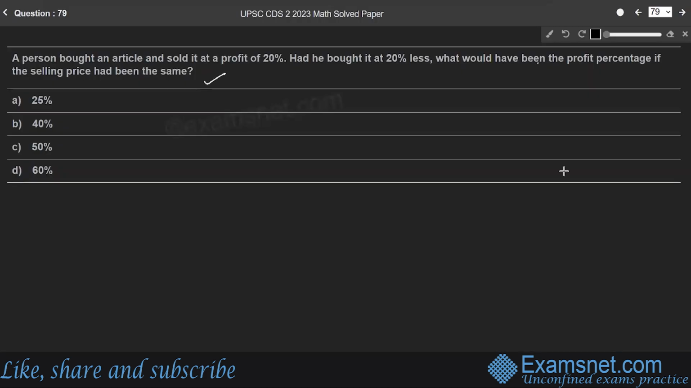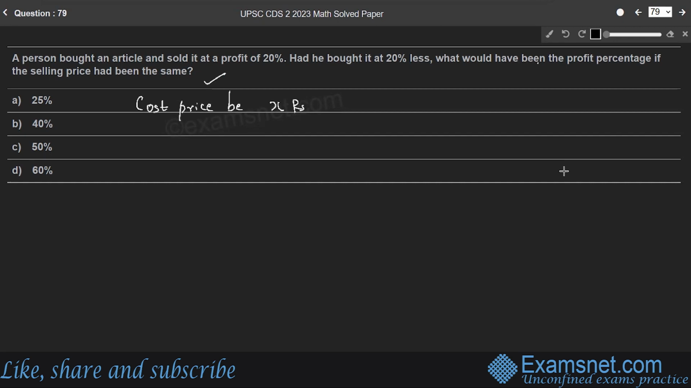Question 79. A person bought an article and sold it at a profit of 20%. Had he bought it at 20% less, what would have been the profit percentage if the selling price had been the same? So students, a person bought an article. Let us assume the cost price of the article be X rupees.